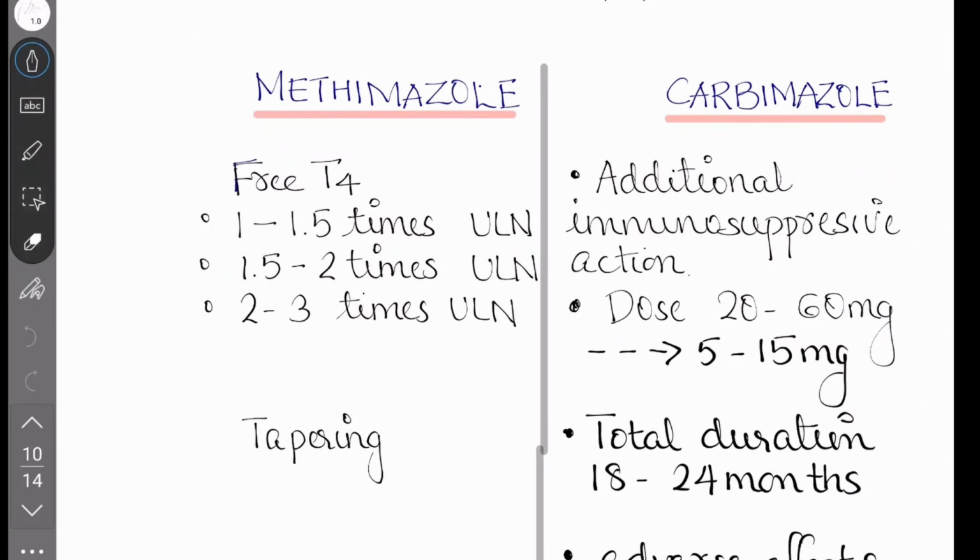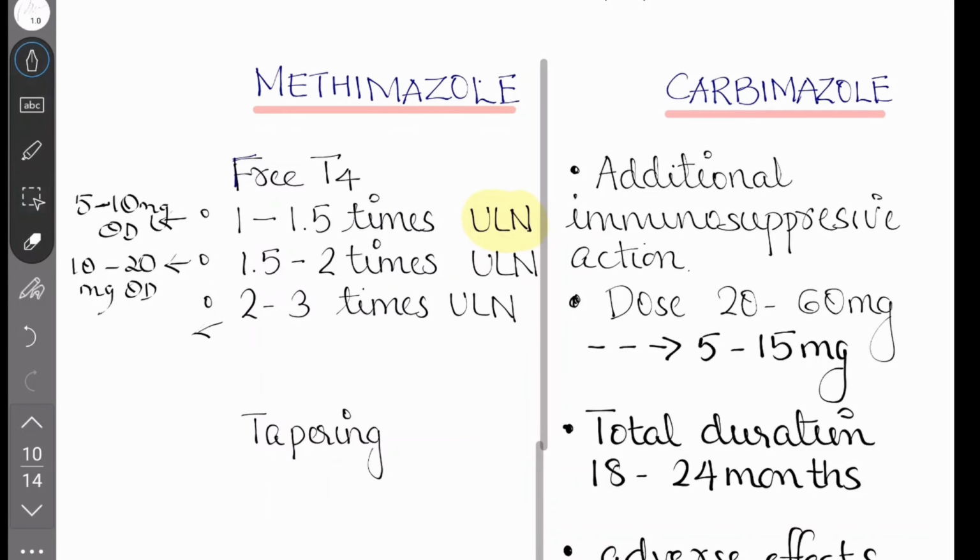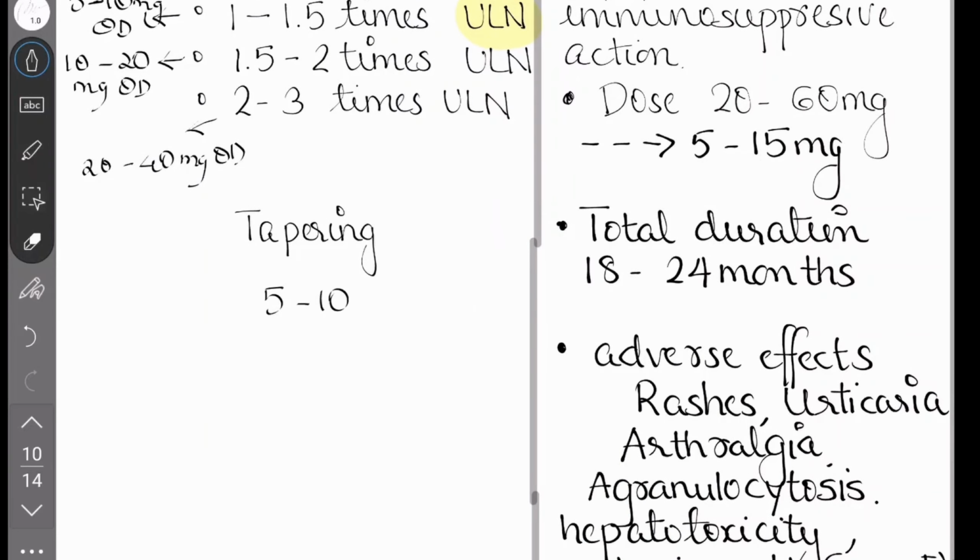In methimazole, we give the dose according to the upper limit. The ULN means the upper limit of the free T3. In the first case, if it is 1 to 1.5 times the upper limit, we give 5 to 10 milligrams OD of methimazole. If it is 1.5 to 2 times the upper limit of the free T3, we give around 10 to 20 milligrams OD. If it is 2 to 3 times the upper limit, we give around 20 to 40 milligrams OD. Later, if the symptoms recover or there is improvement, we taper the dose and go to a maintenance dose of 5 to 10 milligrams OD.